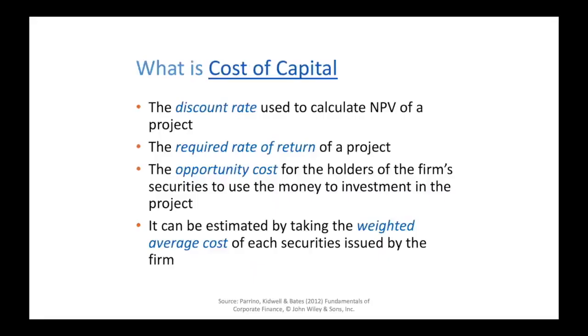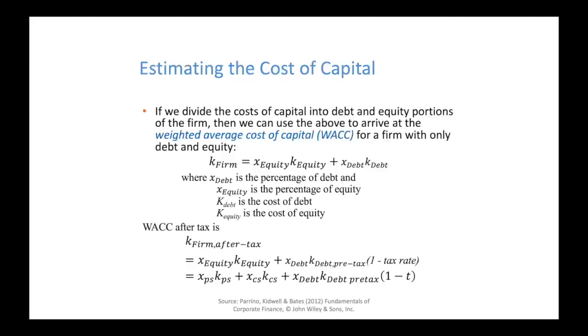What is cost of capital? This is the discount rate used to calculate the net present value of your project. It is also the required rate of return of a project, and it is the opportunity cost for the holders of the firm's securities. It can be estimated by taking the weighted average cost of each security issued by the firm.